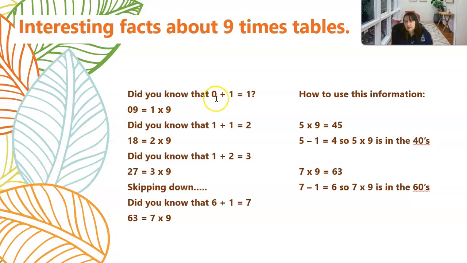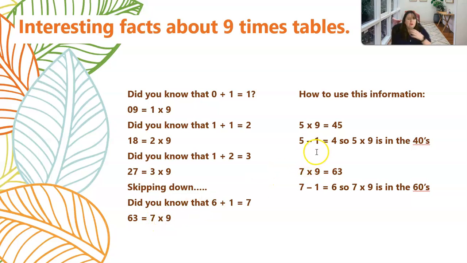So did you know that 0 plus 1 is 1, right? And we have our 0, 9, and that means 1 times 9. So when we have this 9, we're looking at it in this direction. We're going to look at it the other way in a minute. But 1 plus 1 is 2, and this first digit is a 1, so the answer is going to be 2 times 9. This first digit here is a 2, so it's 3 times 9, and so on and so on. So if you look here, this 6 is going to tell me that my question is going to be 7 times 9.